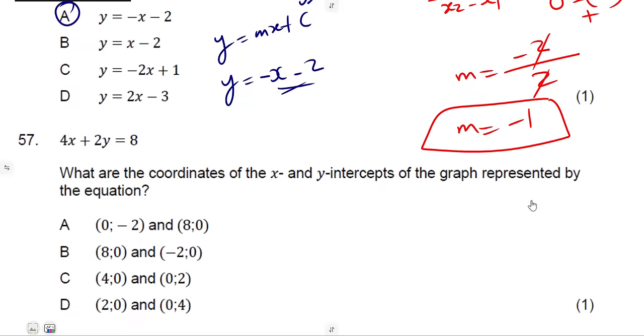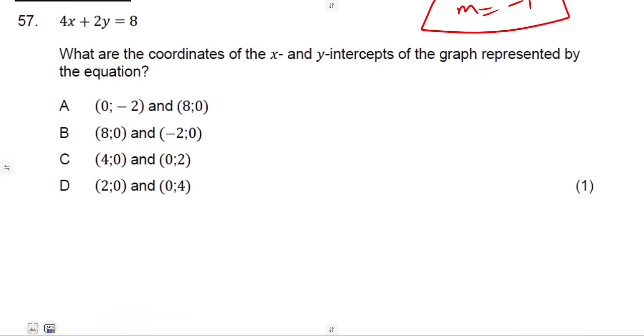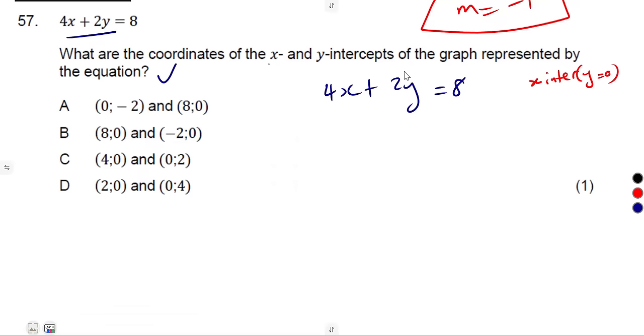On 57, this equation, what are the coordinates of the x and y-intercepts of the graph represented by this equation? It does not change the way the equation is given. The concept is still the same. For the x-intercept, y is supposed to be equal to 0. So y is 0 there. You remain with 4x equal to 8.